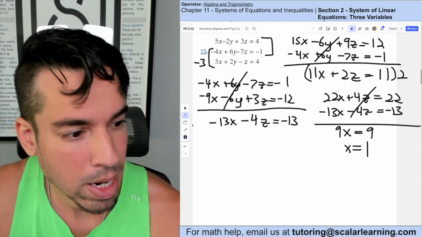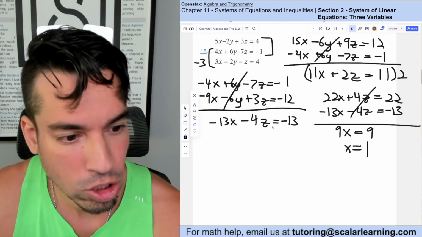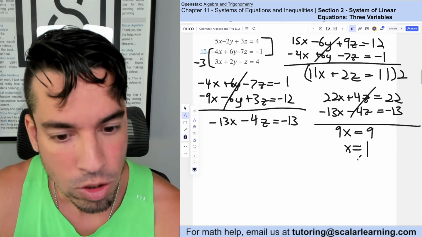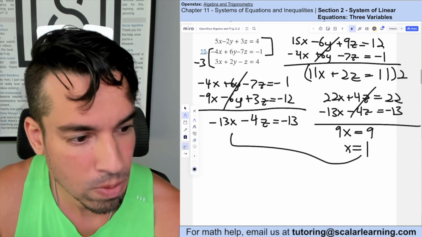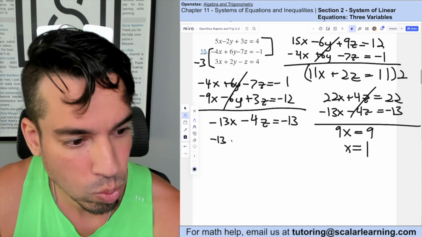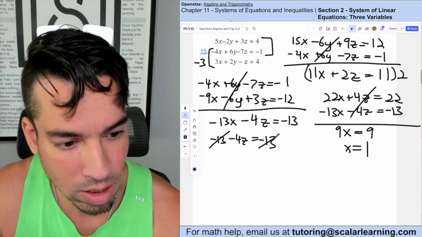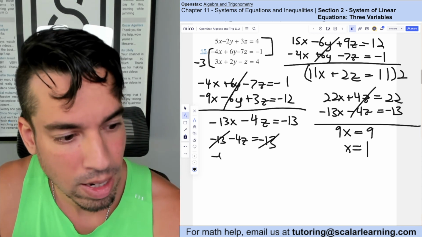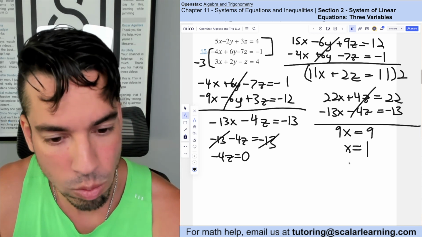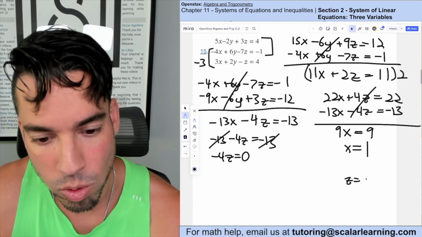Now we're going to plug it back into one of these two equations. Actually, I'm going to plug it into this one right here. So we're going to plug in 1 right there, and we got negative 13 times 1 minus 4z equals negative 13. These are going to cancel out. Well, look at that. That's going to be negative 4z equals 0, which means z equals 0.